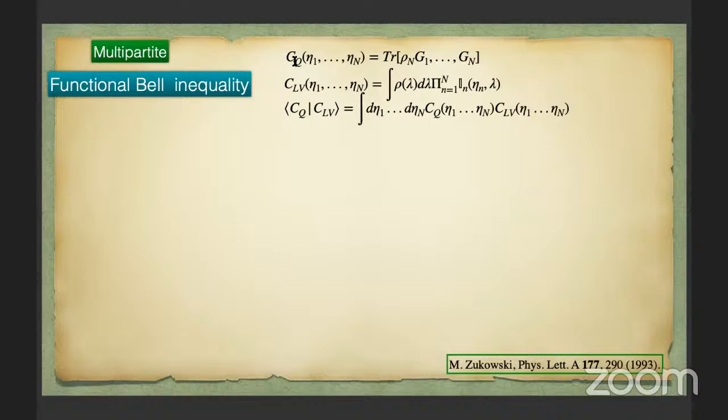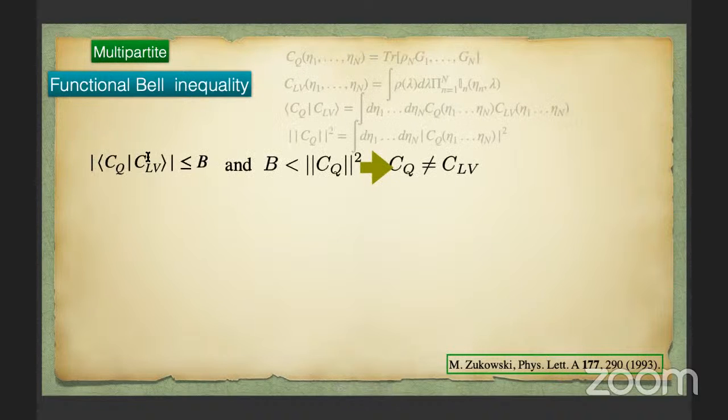So this C_Q is the correlations that you can think of for an n-party state. So rho n is an n-party state. These G1, G2, Gn are the observables at each site. And similarly, you can find out the correlations that you can obtain from the local hidden variable model, and you calculate the inner product. Suppose I can show that the modulus of the inner product is less than or equal to some number B, and at the same time, if I can show that this B is strictly less than the norm of C_Q squared, then it will imply that C_Q is not equal to C_LV, that means the local hidden variable model. So that means the state actually violates the local hidden variable model or the local realistic model. That means we say that the rho n, or the n-party state, violates the functional Bell inequality.